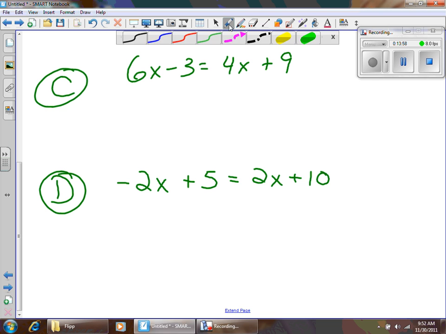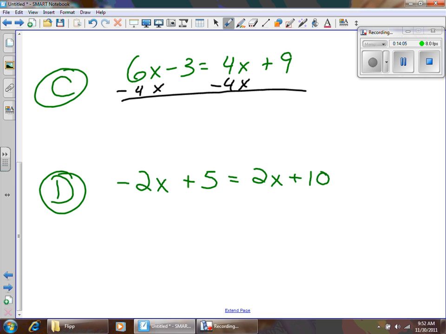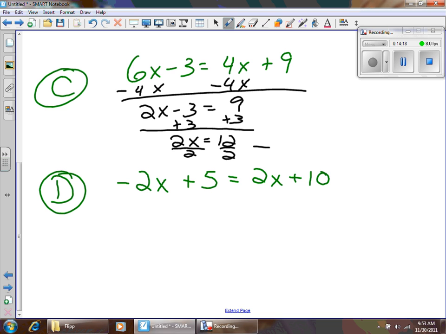I will work through the solutions really quickly. Subtract 4x from each side. 2x minus 3 equals 9. Add 3 to both sides. 2x equals 12. Divide by 2, leaving x equals 6. If you got x equals 6, that's awesome.